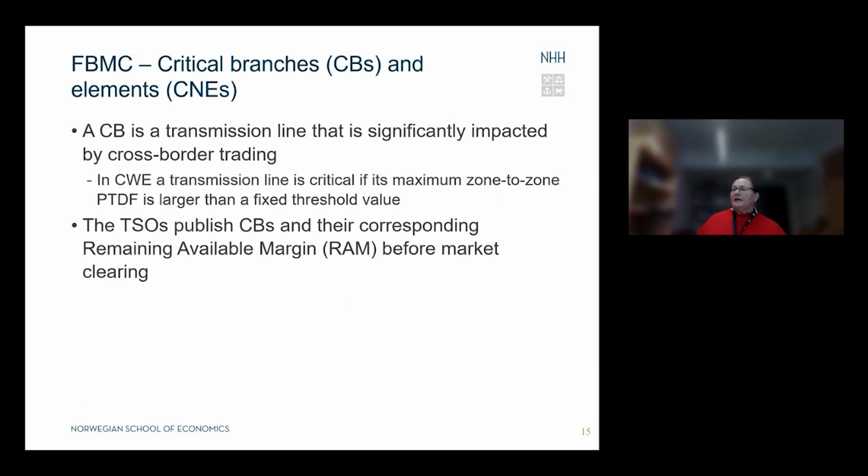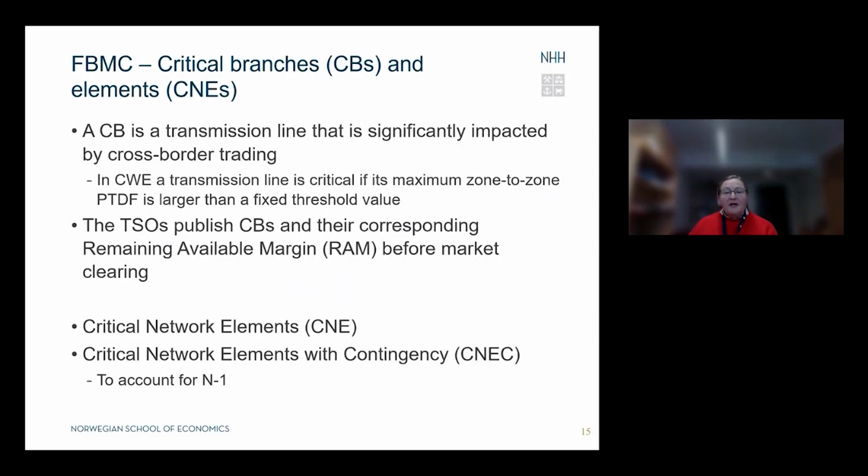So what are these? The critical branches in the CWE was typically chosen as transmission lines, which are critical in the sense that it has a maximum zone-to-zone PTDF larger than some threshold value. So there is a lot of discretion when it comes to choosing these. The TSOs were publishing the critical branches and their capacities, which is called remaining available margin before market clearing.